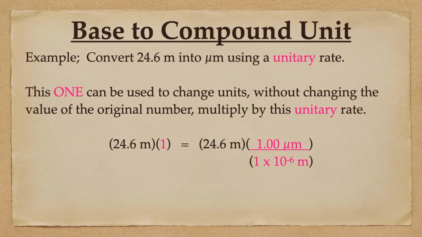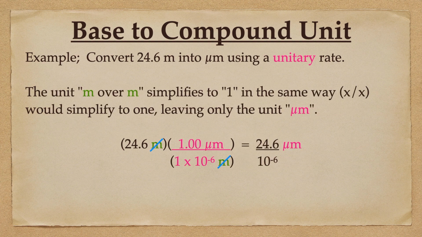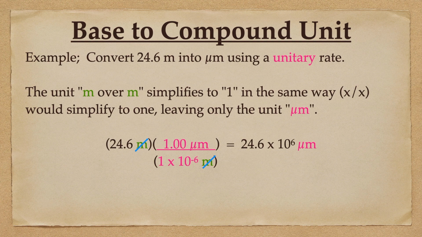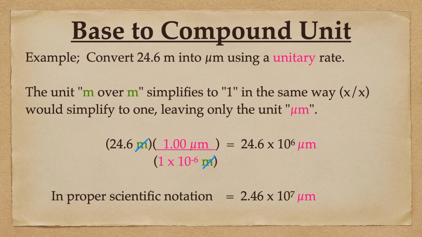If we multiply 24.6 meters by 1, that is 1 micrometre over 10 to the minus 6 meters, I have not changed the meaning. The unit meters cancels out, simplifies to a simple 1 in the same way that x over x would simplify to 1, leaving only the unit micrometers. Once again, the appearance of the number has changed, but the meaning has not. In proper scientific notation, it is now 2.46 times 10 to the 7th micrometers. This now has precisely the same meaning, precisely the same value as the original number.